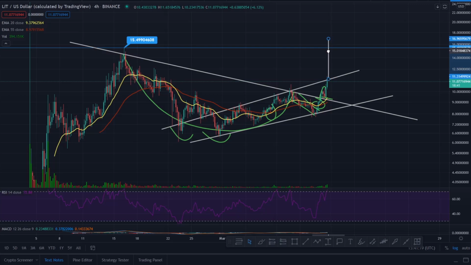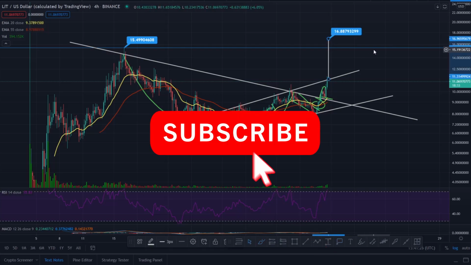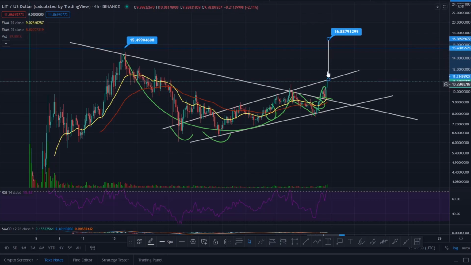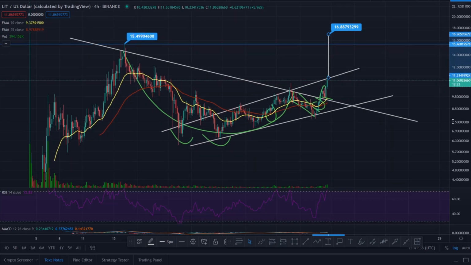But once we break out of there on Lit, we are potentially going to see a pump, guys, up to that level for Lit, up there at $16.88 roughly. We will push up. We will break that previous high there, guys. Again, not an exact science, not financial advice. This is just a potential play for the patterns that we see in the charts, okay?